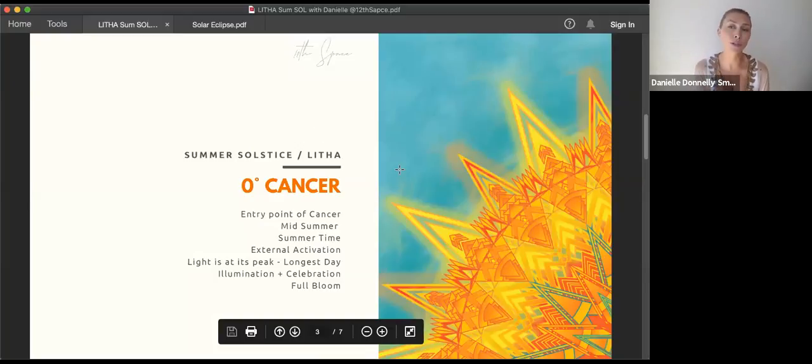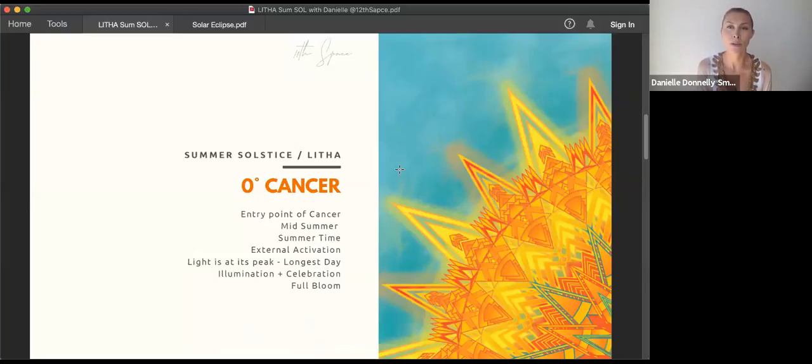Summer solstice is also known as Litha in more of a Wiccan tradition, or Midsummer. Midsummer is a celebration or party. And so this is a very well-known holiday to celebrate across different cultures, even modern day. Most people know of this summer solstice celebration.